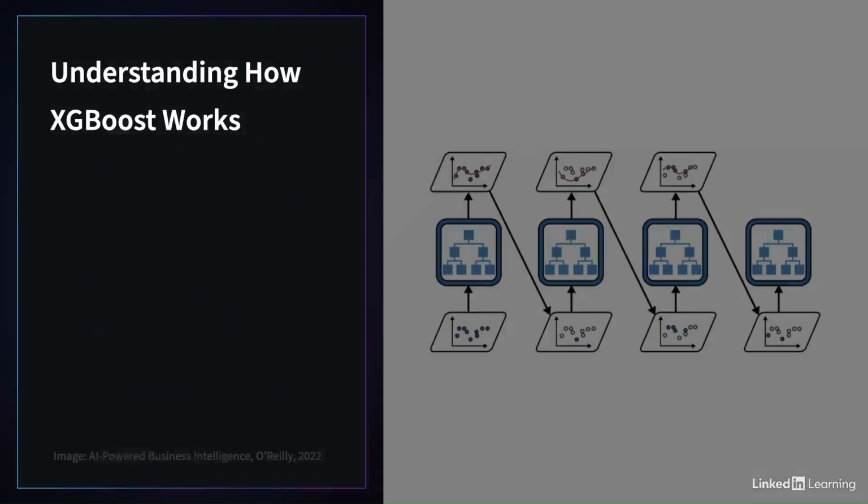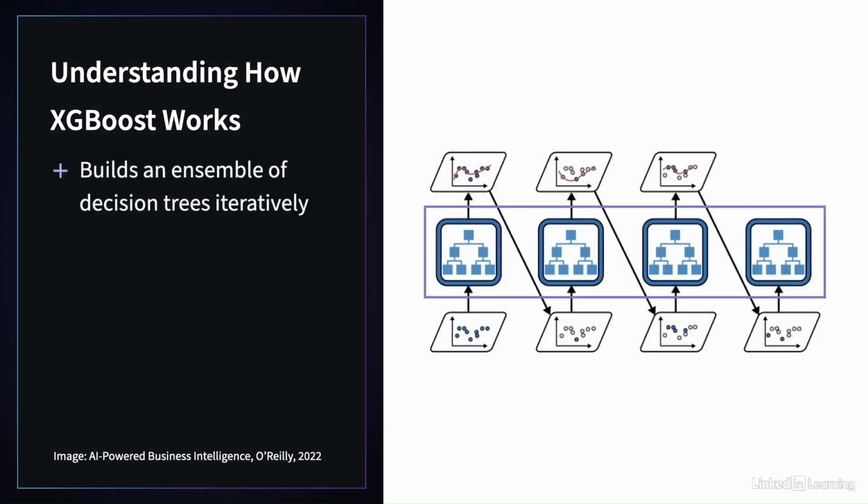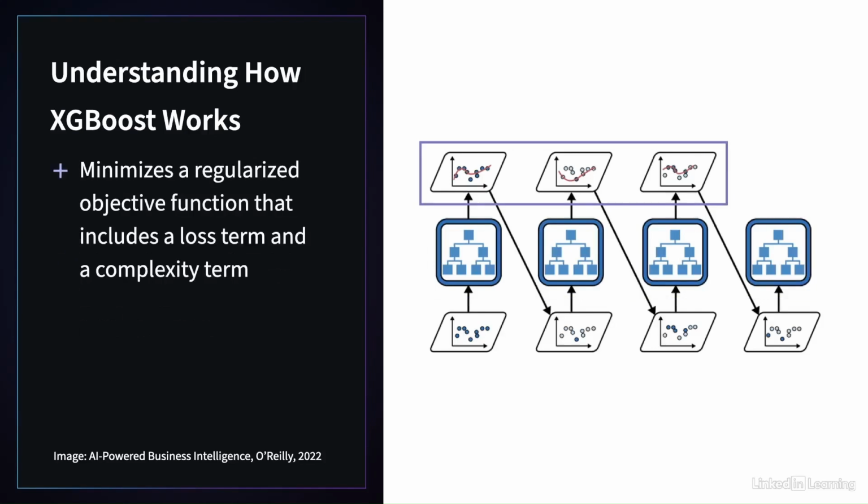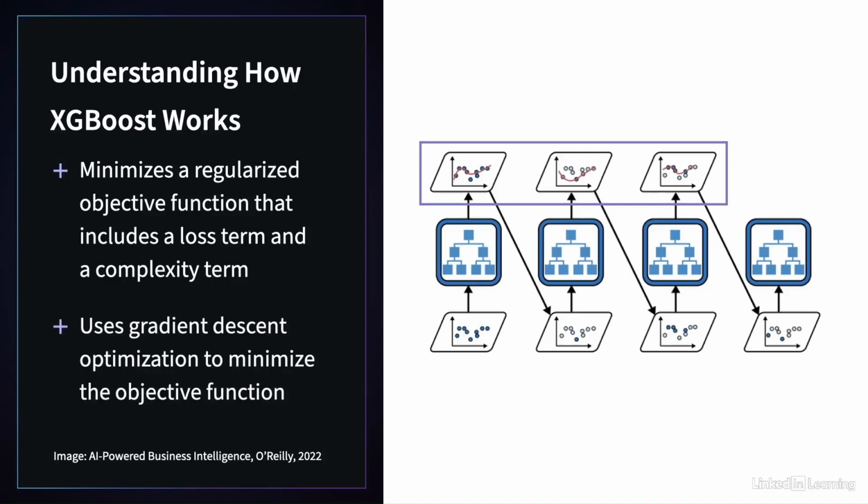At a high level, here's how XGBoost works. It builds an ensemble of decision trees iteratively, and each tree corrects the errors made by the previous trees. XGBoost minimizes a regularized objective function. This function includes a loss term and a complexity term. It uses gradient descent optimization to minimize the objective function.